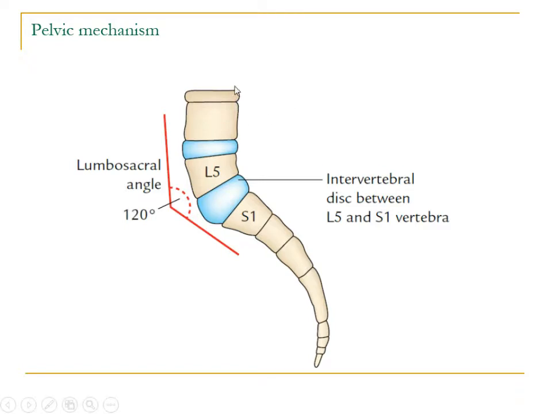So because of the force transmission along this vertebral axis, the force acts along this line. But we have to understand that the lumbar vertebra and the sacral vertebra do not lie in the same plane. They are present in different planes, making a certain angulation. The angulation between the fifth lumbar vertebra and the first sacral vertebra is about 120 degrees, which is open towards the vertebral column.